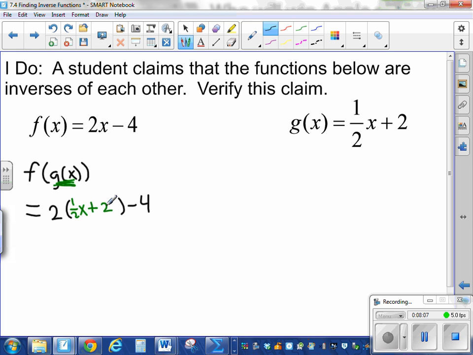So if we simplify all of this, and they are inverses, then we should end up with the x just being by itself. So the first step is just to distribute this 2 to both parts. So half of 2 is a 1, so you just end up with x. 2 times 2 is a 4, so you get a plus 4. Since you distributed, the parentheses do drop, and you get a minus 4 here.